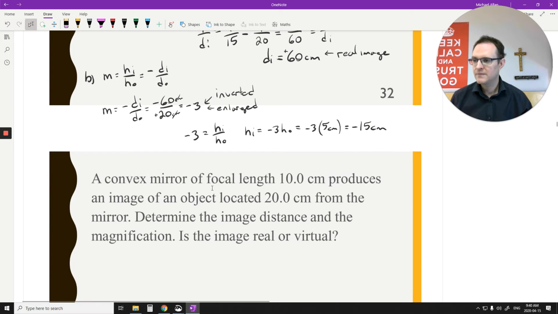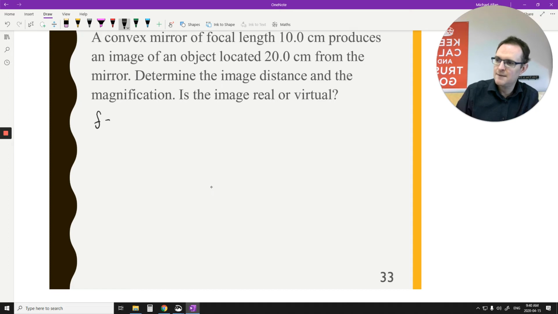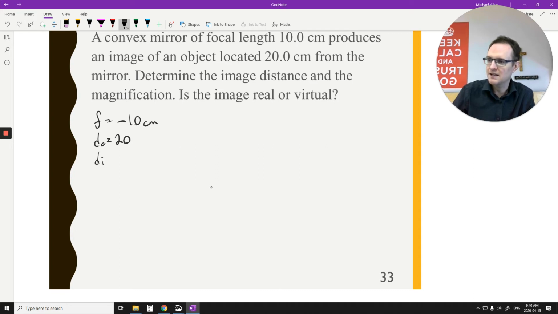Yeah, looking good. Cool. So convex mirror has a focal length. So this one's going to be a little bit different because the convex part, this is a negative 10 centimeters this time, produces an image of an object located 20 centimeters. So the object distance is 20. Determine the image distance here. So looking for DI again. What's its magnification? Is it real or virtual?